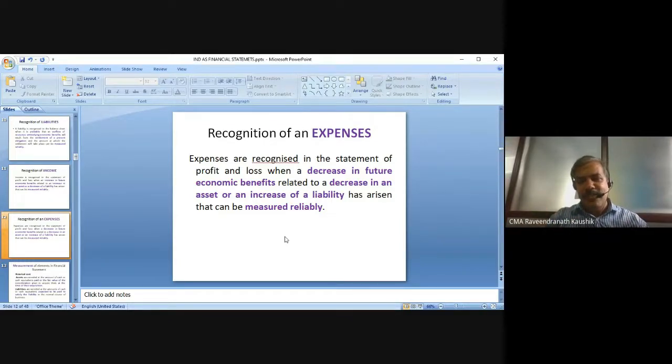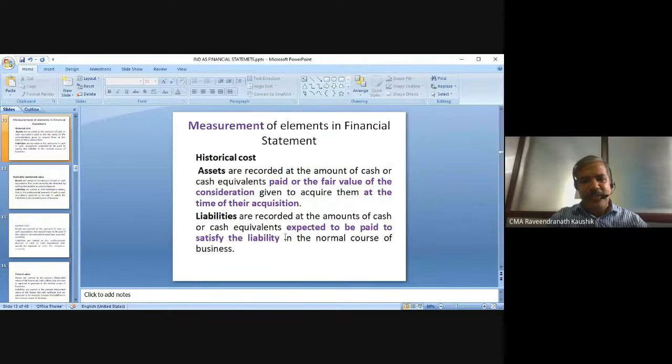That's what they are talking about here: the economic benefits in assets and liabilities, from the perspective of future economic benefit. Even the expenses you incur will either decrease your assets or increase your liability. That's what expenses do. That's what they told there. Now, measurement of elements in financial statements. One is historical cost.